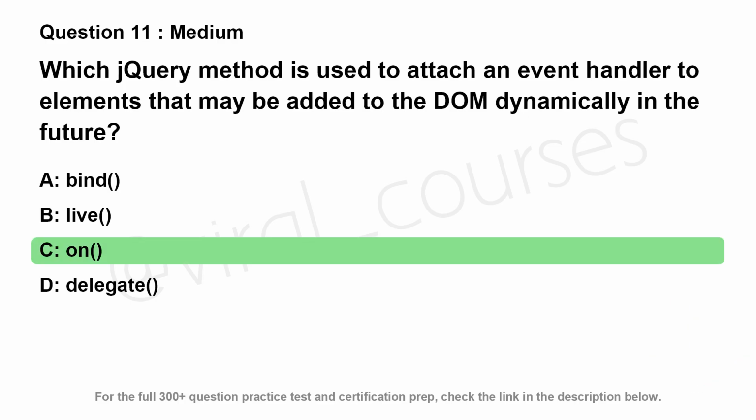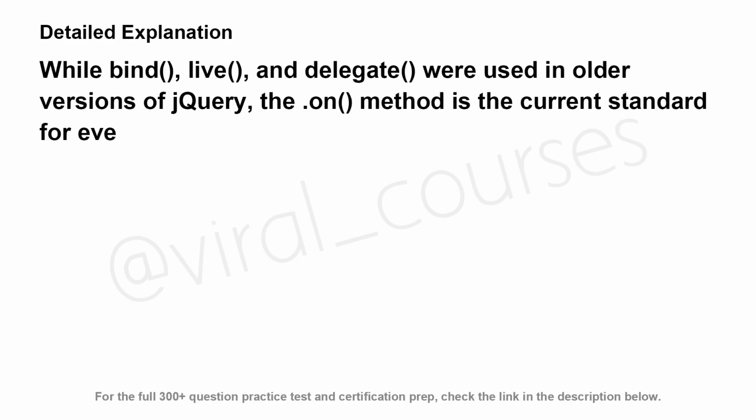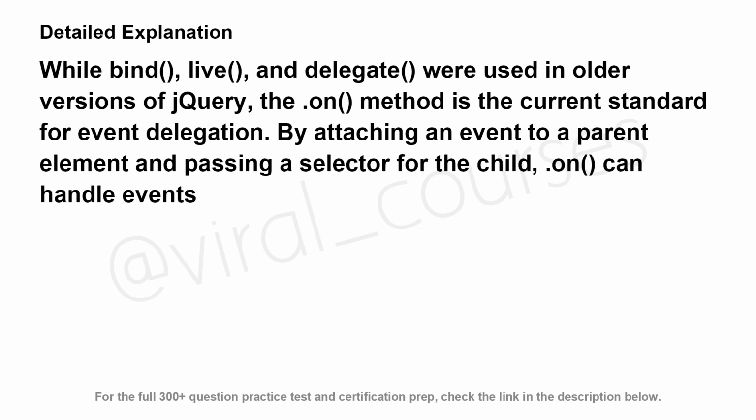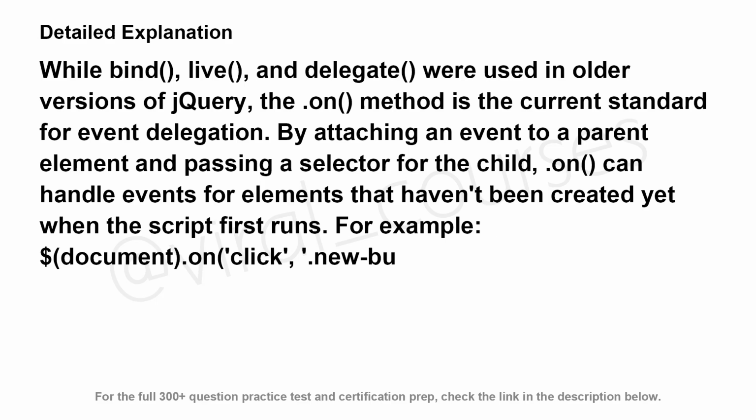The correct answer is C. While bind, live, and delegate were used in older versions of jQuery, the on method is the current standard for event delegation. By attaching an event to a parent element and passing a selector for the child, on can handle events for elements that haven't been created yet when the script first runs. For example, $(document).on(click, .new-button, function() {}).